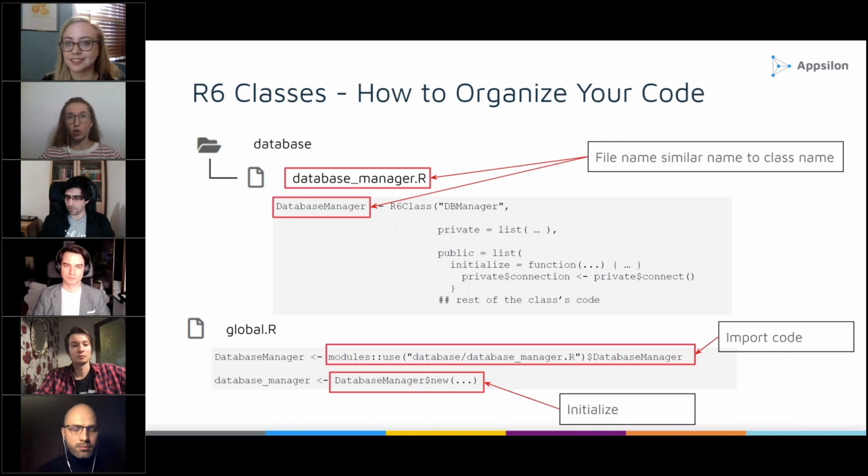So how do you organize your code using R6 classes? You can keep each class in a separate script with a name similar to the class name. You can store the scripts in a folder separated from the other code. You can import the code using a package, or as in this example, using the use function from the modules package. Then you can initialize the class with the new method, which is automatically available for all the classes, and attach it to some object.